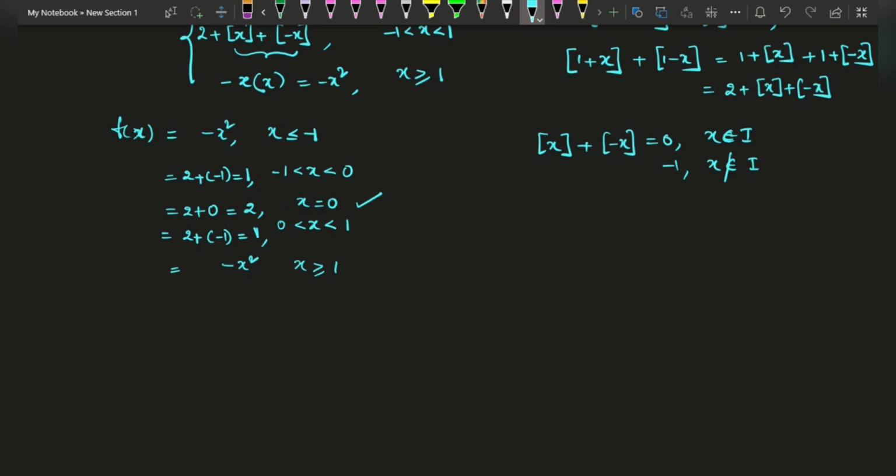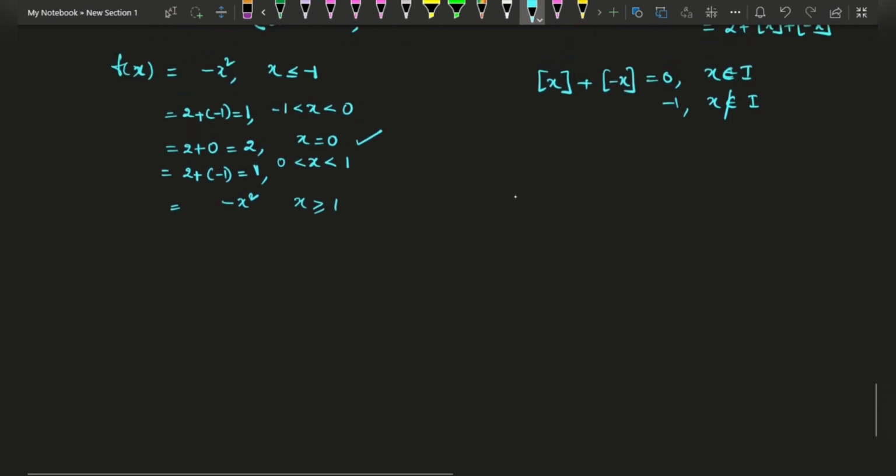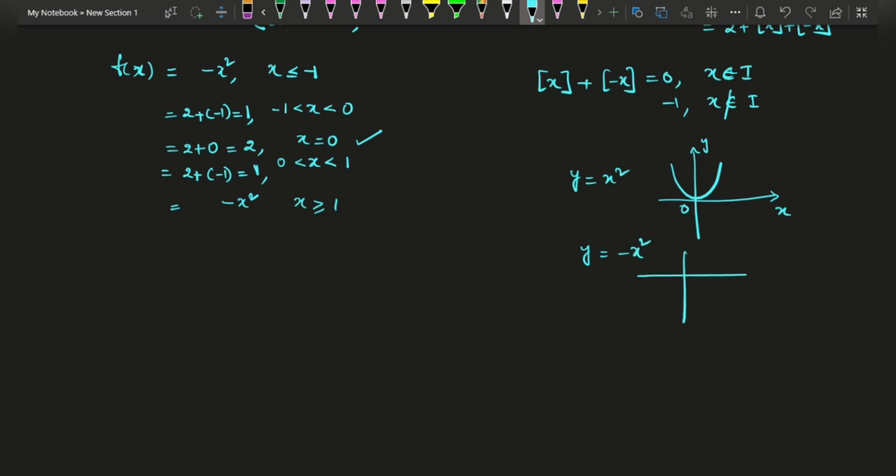Now let us draw the graph of f of x. In fact, the graph of x square looks like this. It is an upward parabola with vertex at origin. This is the graph of x square. Similarly, the graph of minus x square. It is a downward parabola. It looks like this with vertex at origin.